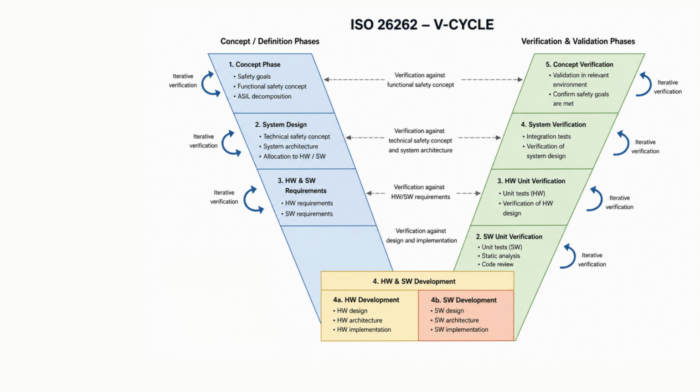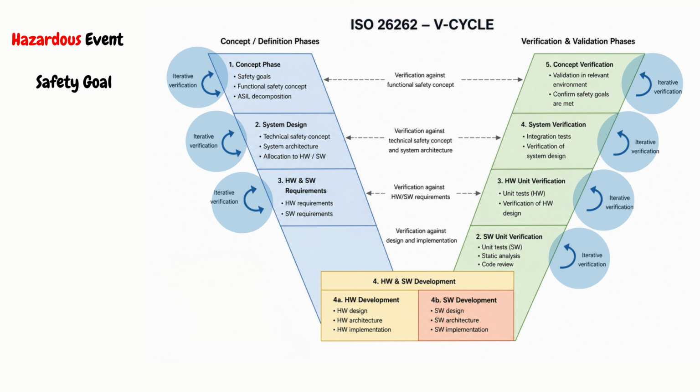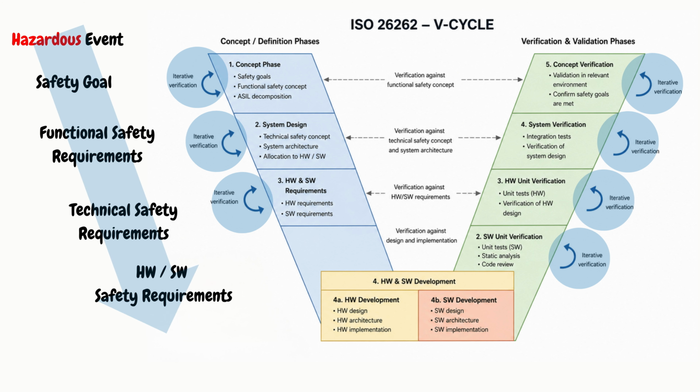And one key idea in ISO 26262 is that safety is ensured step by step. Each level verifies the previous one. Each requirement is traced from the initial hazard all the way to implementation and testing. In other words, ISO 26262 ensures that safety is not left to chance, but is systematically engineered throughout the entire life cycle.